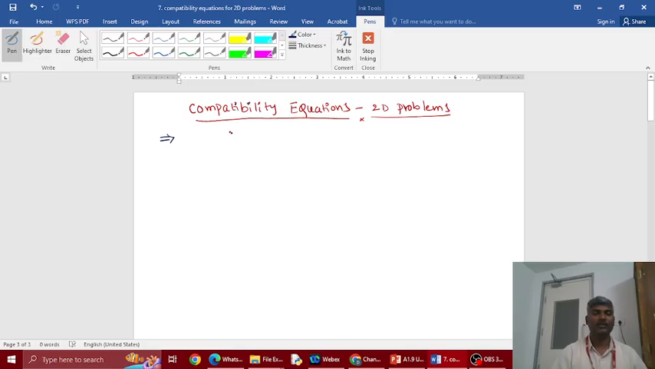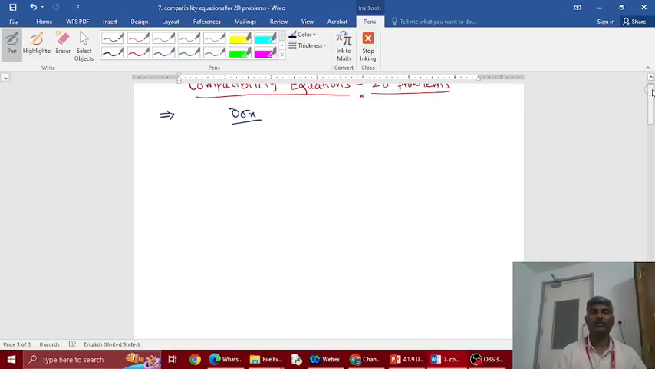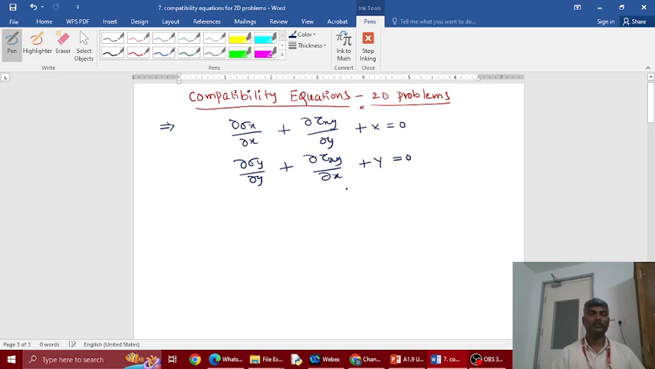For example, last session we derived the equilibrium equations: ∂σx/∂x + ∂τxy/∂y + X = 0, and ∂σy/∂y + ∂τxy/∂x + Y = 0. So these are the two equilibrium equations for a two-dimensional problem.